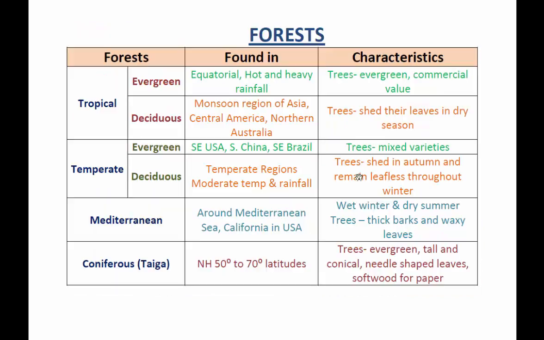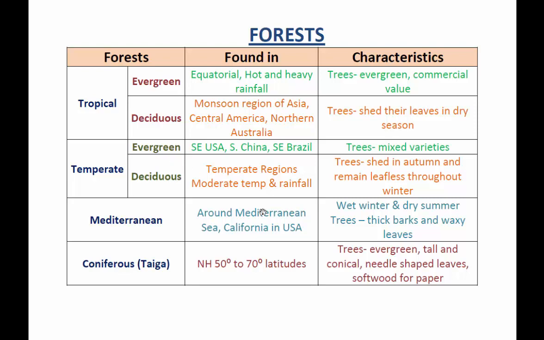The next one is temperate evergreen forests. So one of the basic differences between the temperate evergreen forests and the tropical evergreen forests is that tropical evergreen forests have mostly evergreen trees, whereas the temperate evergreen forest has mixed varieties of trees. They are mixed with deciduous trees and evergreen trees.